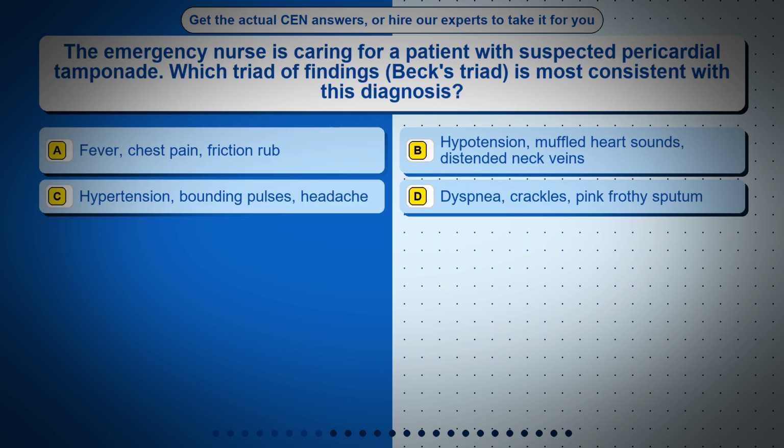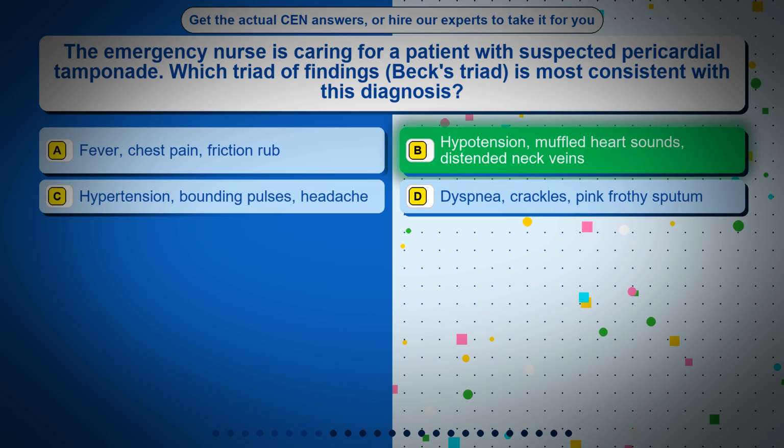Question 8. The emergency nurse is caring for a patient with suspected pericardial tamponade. Which triad of findings, Beck's triad, is most consistent with this diagnosis? Option A, fever, chest pain, friction rub. Option B, hypotension, muffled heart sounds, distended neck veins. Option C, hypertension, bounding pulses, headache. Option D, dyspnea, crackles, pink frothy sputum. The correct answer is Option B.